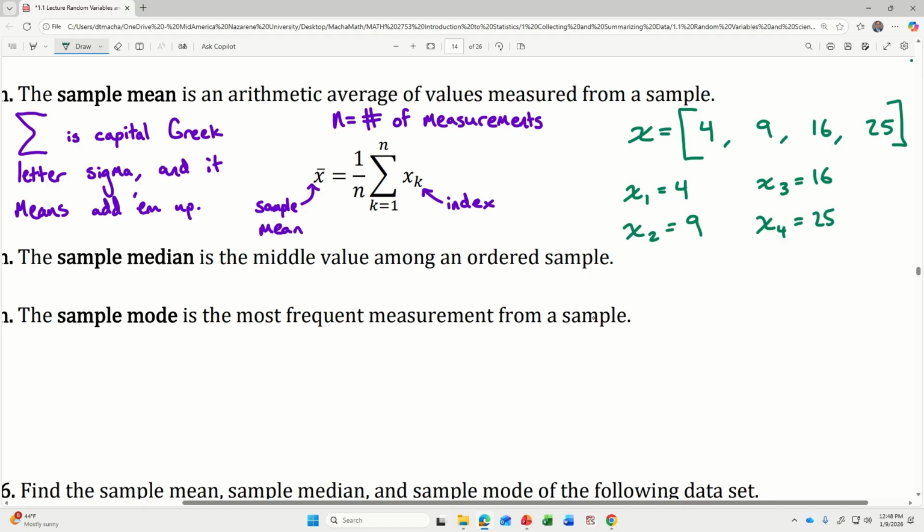The sample median is the middle value. If you order your sample measurements from least to greatest and you pick the middle one, that's the median. The sample mode is the measurement that occurs most frequently.